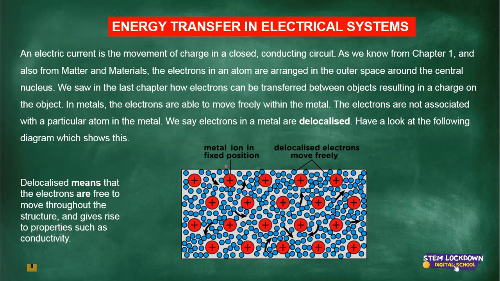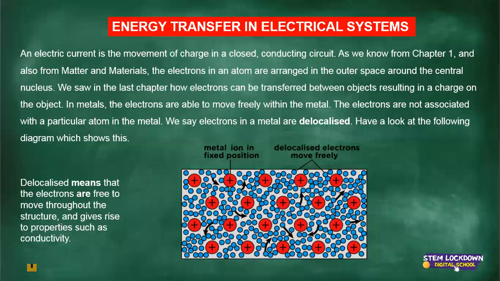So we're moving on to the transfer in an electric system. So I'm going to explain basically what transfer of energy means in an electric system. An electric current is a movement of charges in a closed conducting circuit. So you know that you learned in chapter 1 in matter and materials that electrons in an atom are rearranged in the outer space around the central nucleus.